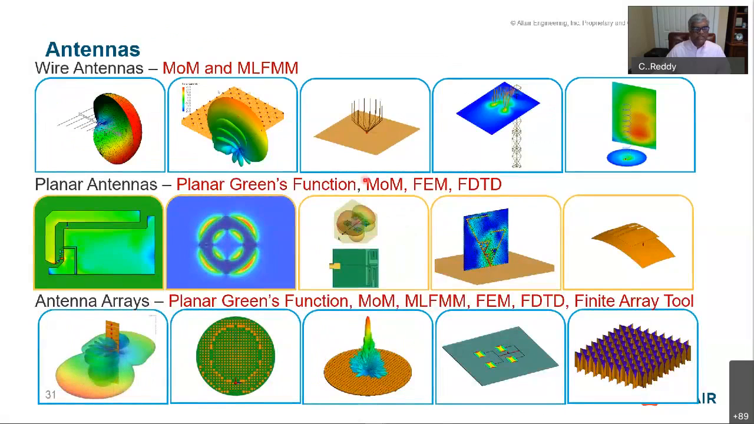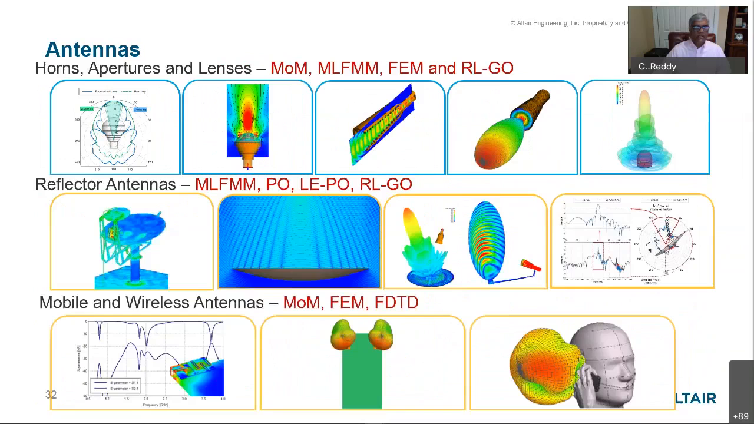So this chart illustrates where these various methods can be applied. For example, if you have wire types of antennas, there's nothing that can beat the method of moments and MLFMM in solving them, because, as I will talk a little bit about, absorbing boundary conditions are not needed. They're all solved in free space very nicely. Of course, if you have planar antennas, then you can have a planar Green's function, which is a 2.5D solution. Of course, method of moments can also be used, FEM and FDTD. Same thing with arrays. As they get bigger and bigger, you can use MLFMM, FEM, FDTD. Of course, the finite array tool that we'll talk about a little later on, and so on and so forth.